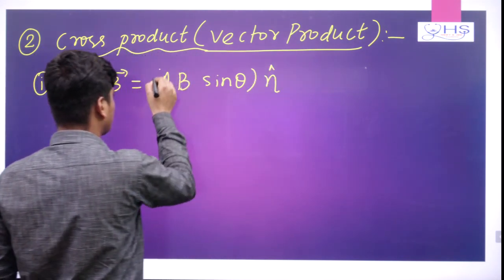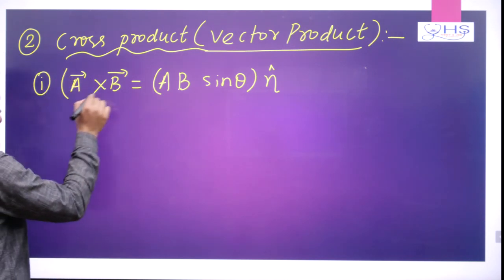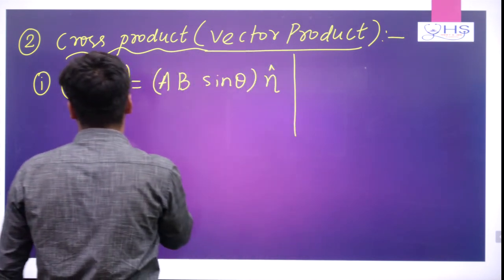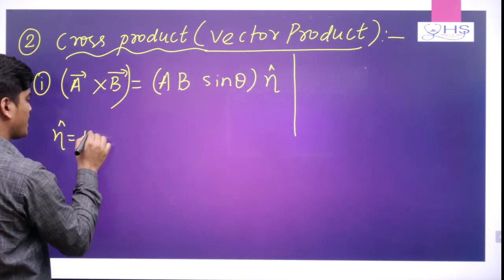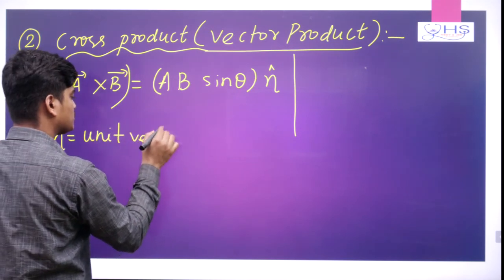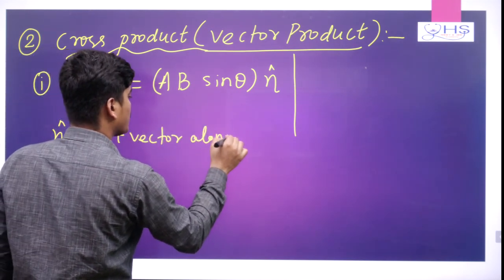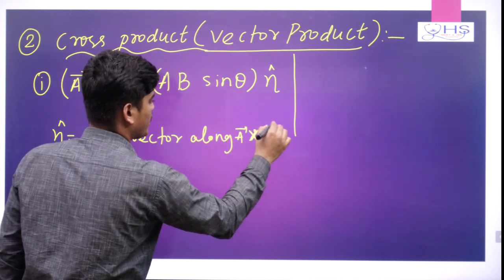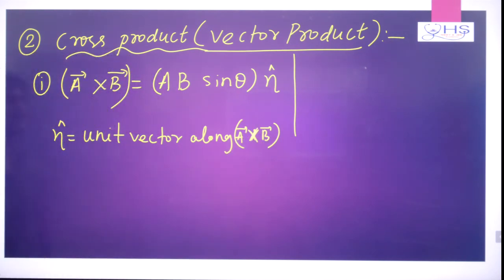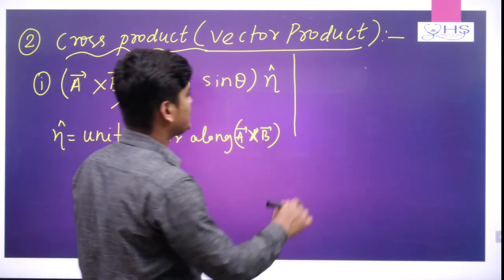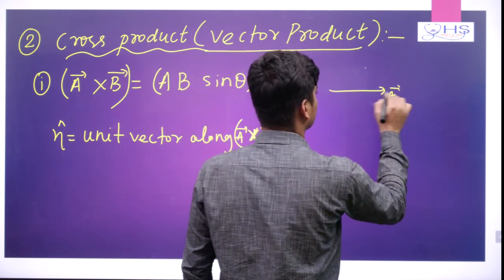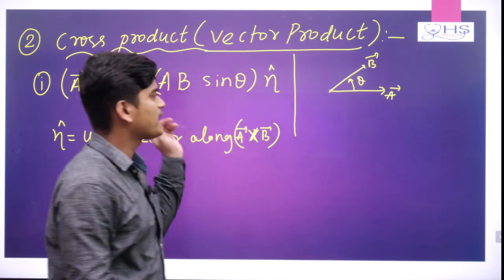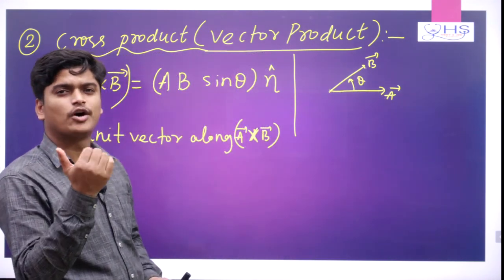Which is nothing but your n cap. N cap is the unit vector along A vector cross B vector. So along A cross B there is a unit vector, which is basically called n cap. And what is this theta? Theta is, suppose A vector this way and B vector this way, and this angle is theta. And here, how to get this A cross B direction? Now you have to use your right hand thumb rule. Now keep your right hand in the direction of A.